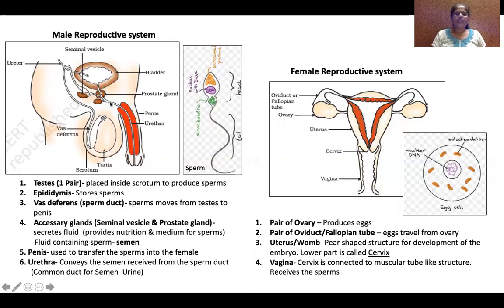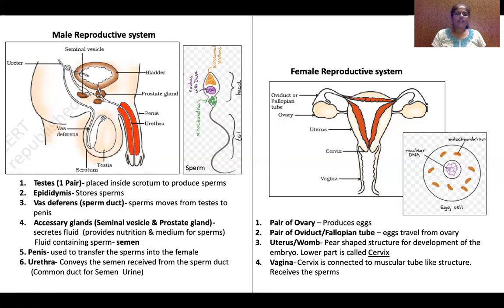It enters the urethra. This is the urethra, which passes through the penis. Here, the urethra is the common duct for passing urine and semen in males. This is the penis. Inside the penis, there is a urethra through which semen and urine get passed. Don't think both the urine and semen pass simultaneously. Whenever the semen is passing, urine will be blocked, and it occurs one after the other.